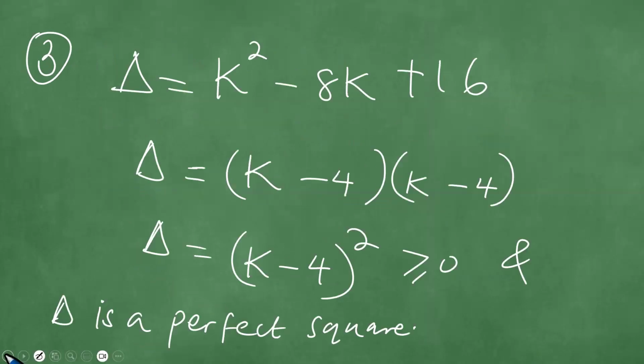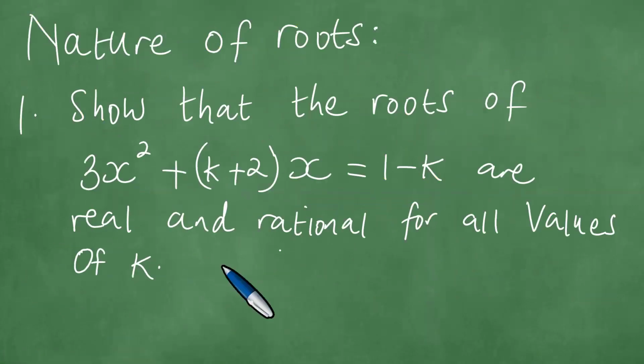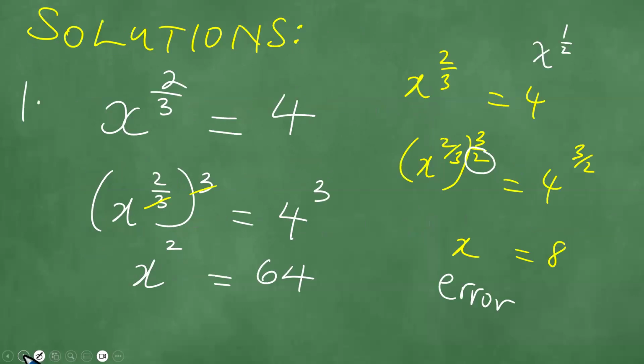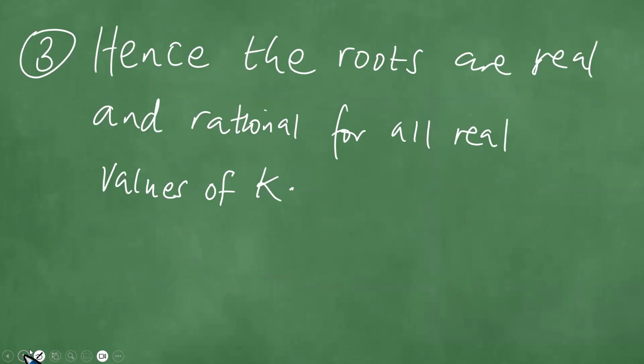I took this question from a Cape Town worksheet, in the Western Cape province, but it says real and rational for all values of k. The examiner was supposed to say for all real values of k, because if ever k is not real, then the roots are not going to be real. So examiners, watch your words there. Otherwise, we have solved this problem in detail, and we're done.